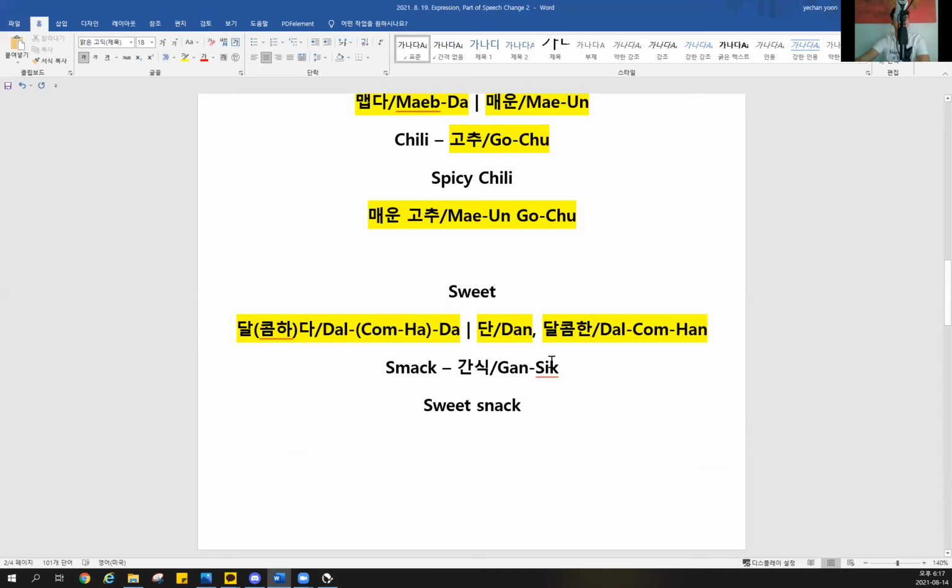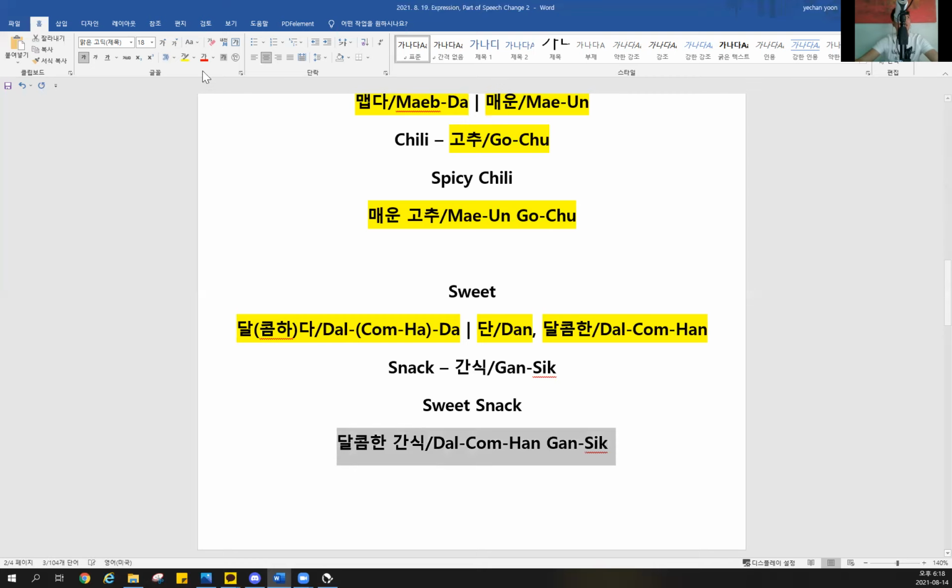All right. So 달콤한. How you can say the sweet snack then? Oh no, I just wrote smack. Oh my gosh. It's totally different, guys. Okay. Snack. So sweet snack, how you can say? Sweet snack is 달콤한 간식. 달콤한 간식. Okay, this is the sweet snack.